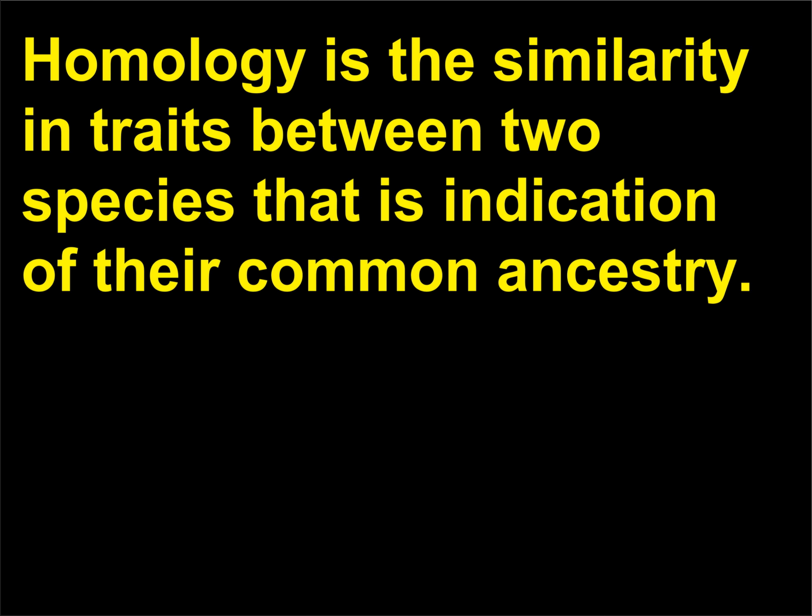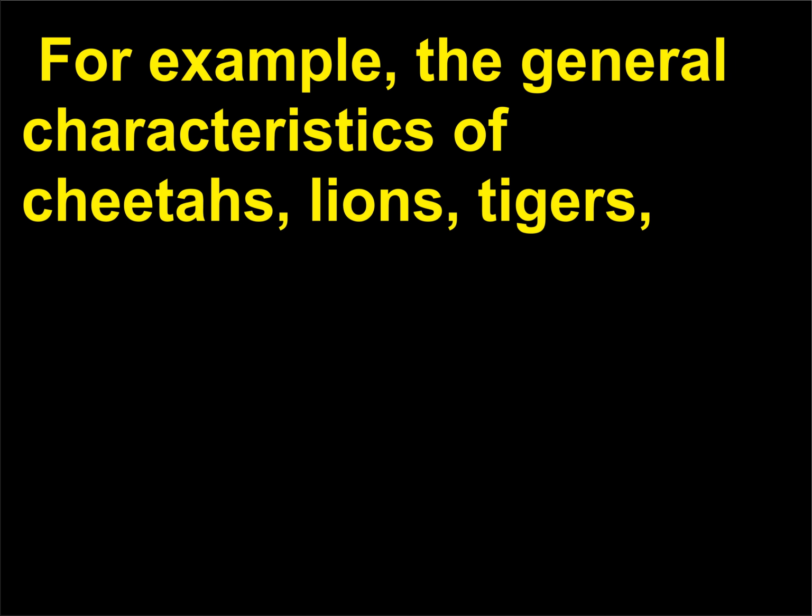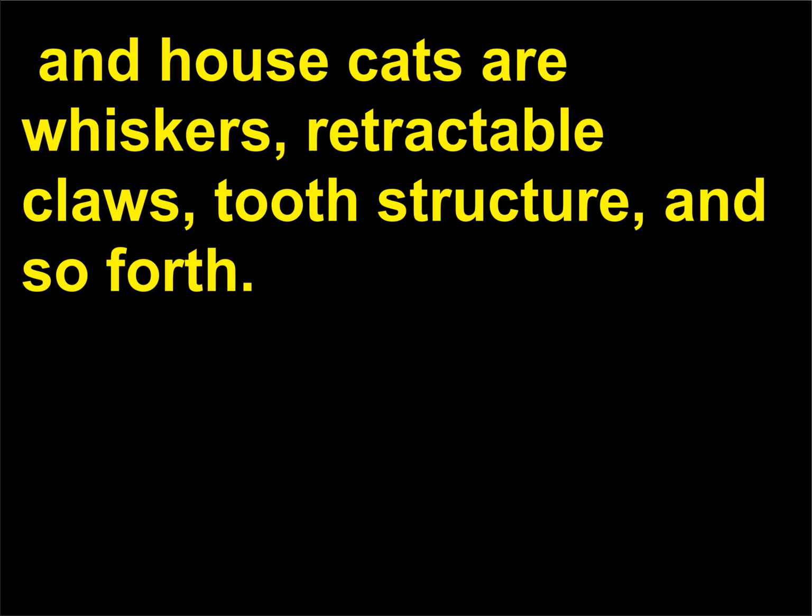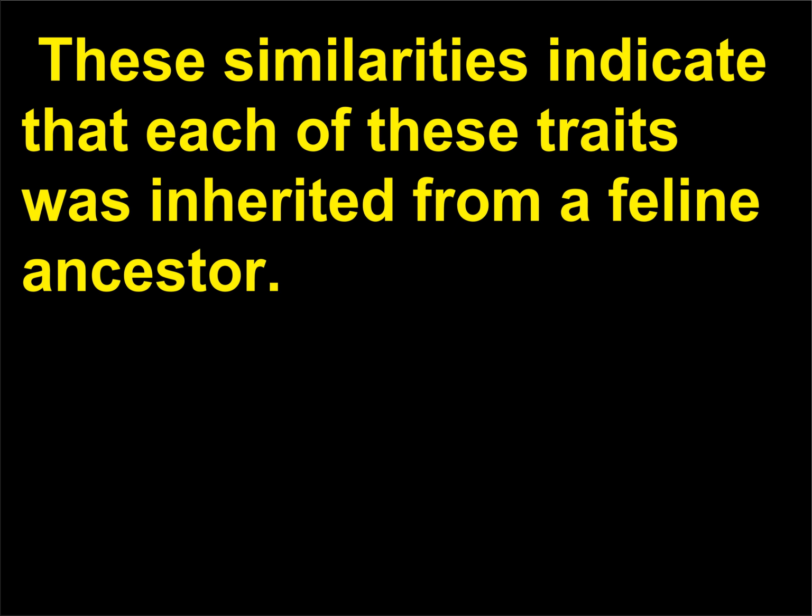Homology is the similarity in traits between two species that is an indication of their common ancestry. For example, the general characteristics of cheetahs, lions, tigers, and house cats are whiskers, retractable claws, tooth structure, and so forth. These similarities indicate that each of these traits was inherited from a feline ancestor.